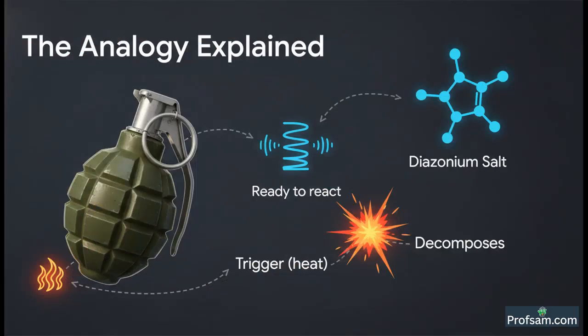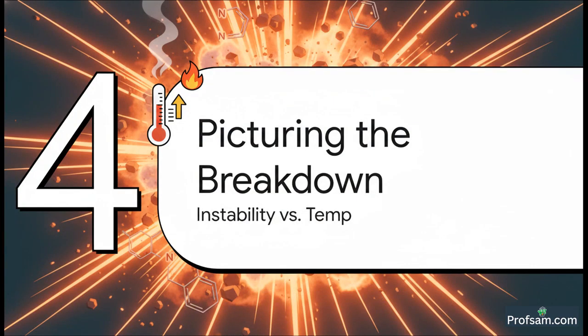Let's just break this down. The grenade itself represents the diazonium salt molecule. The fact that the pin is pulled means the salt is highly activated, it's ready to react. And what's the trigger? Well, it can be something as simple as a little bit of heat from the room. That extra thermal energy is enough to make it decompose, rapidly releasing nitrogen gas, which is basically the chemical version of the grenade exploding.